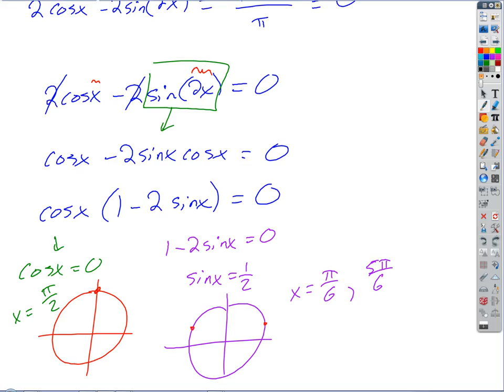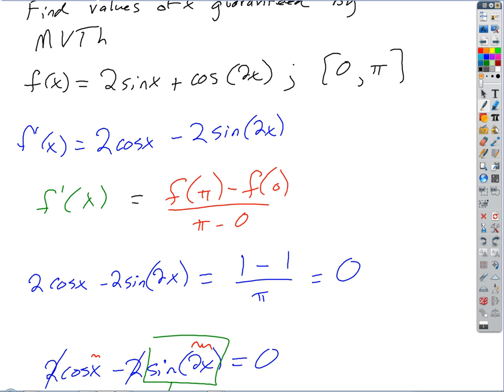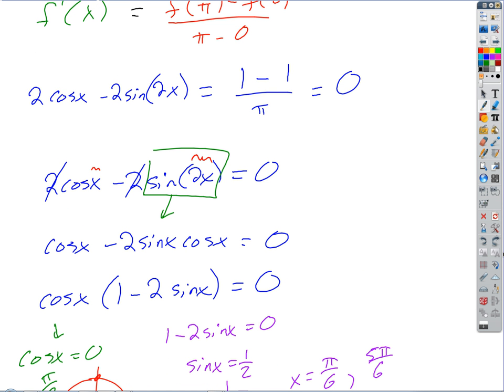Those are all the places on the interior of our domain where the value of the derivative equaled the value of the average rate of change, right? Slope of the tangent line equals the slope of the secant line. The thing I really wanted to show you is how to deal with a trig equation like this. The trick was to trade the sine 2x for sines and cosines, so that we got a trig equation that we could factor and solve by the zero product property. Okay?